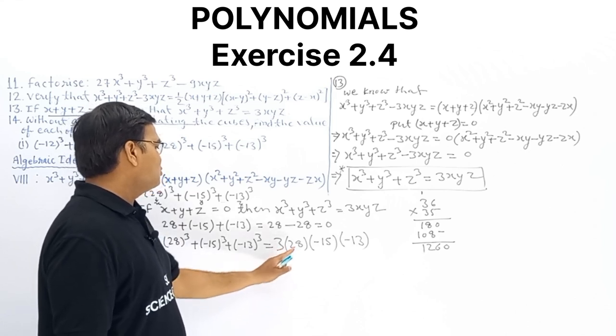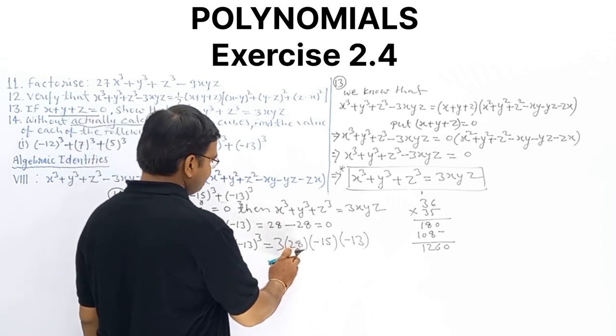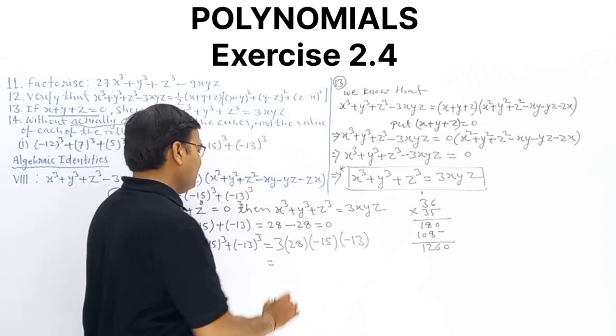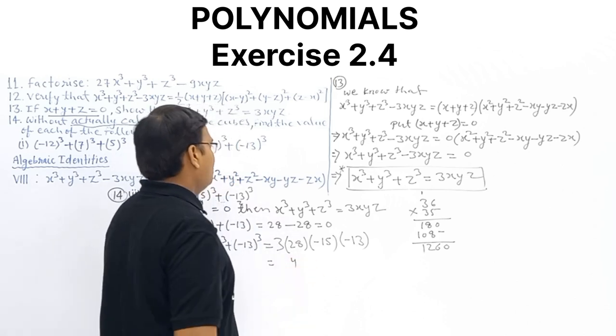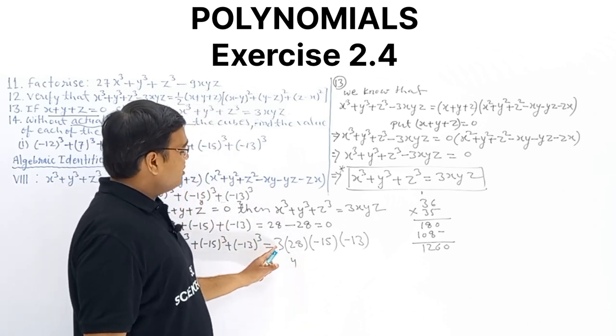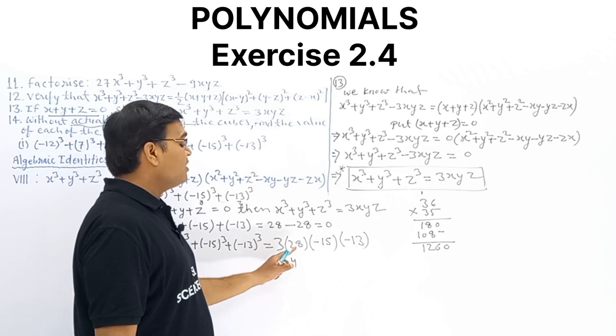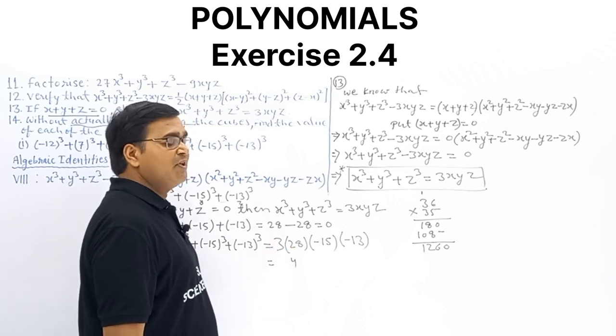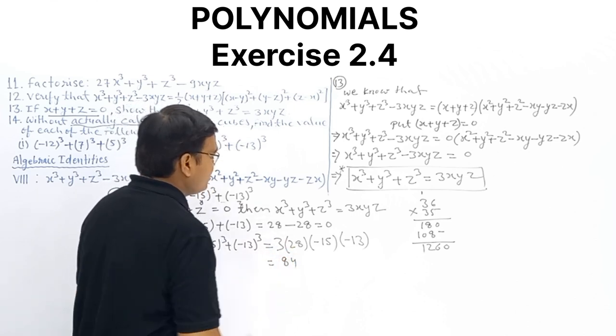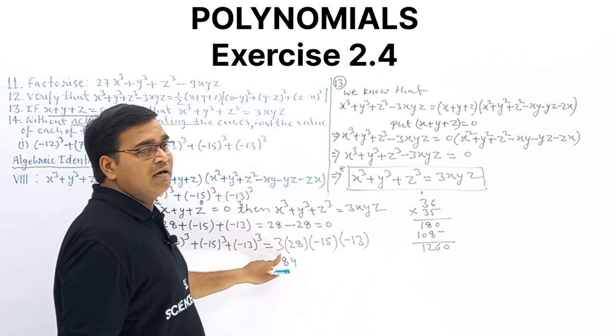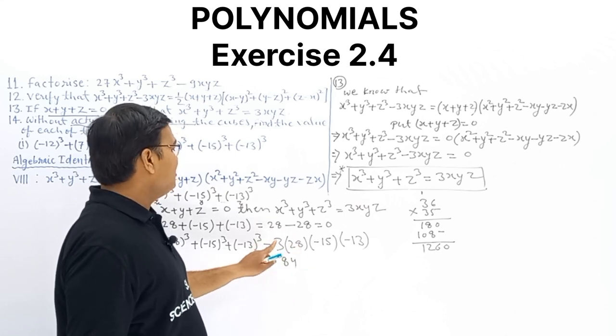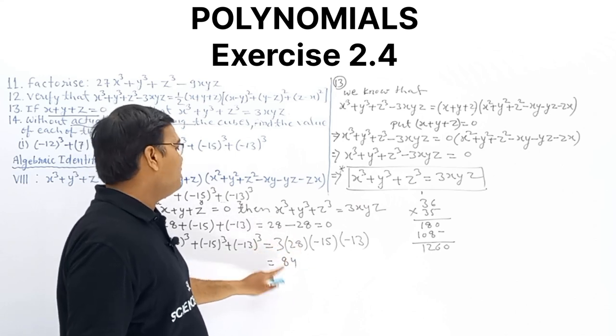First multiply both. What will be the result? 8 threes are 24. Now 2 is remaining. 3 twos are 6. 6 plus 2 is 8. Observe carefully. 8 threes are 24, 2 is remaining, 3 twos are 6, 6 plus 2 is 8.